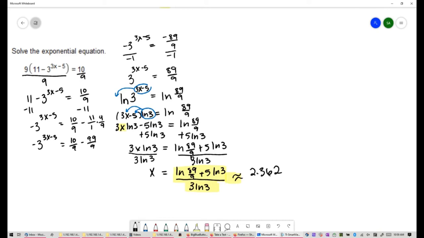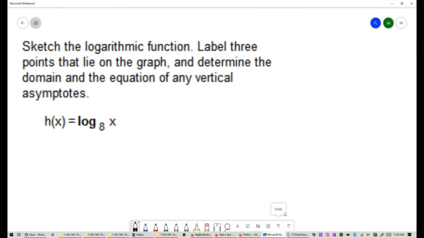So that's our approximate value of the solution. On this question, we want to sketch the logarithmic function, label 3 points that lie on the graph, and determine the domain and the equation of any vertical asymptotes. We'd like to do this for h of x equals log base 8 of x.